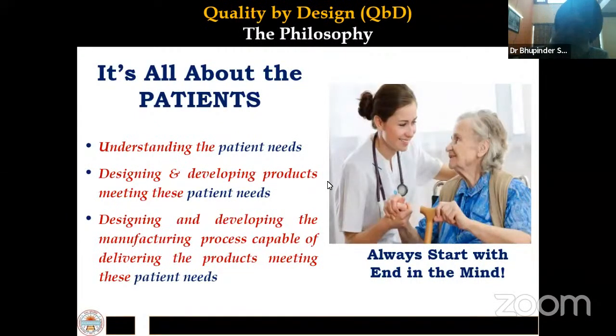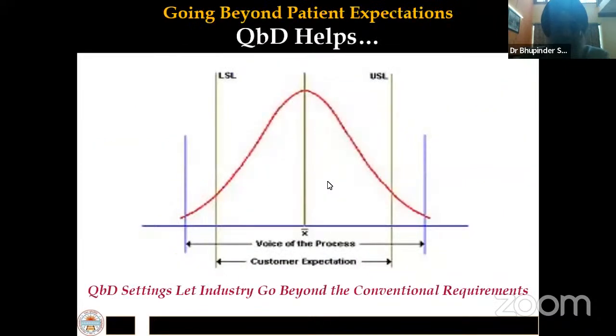So it involves understanding patient needs, designing and developing products meeting those patient needs, and designing and developing the manufacturing process to get the products of choice meeting those patients' needs. So it lets you go even beyond the customer expectations, the patient expectations.